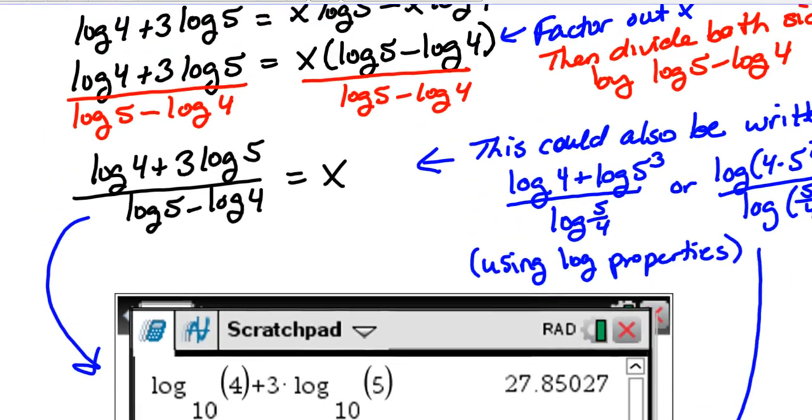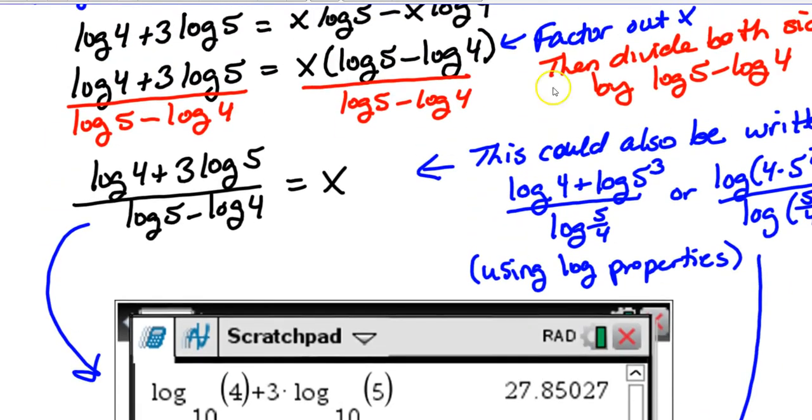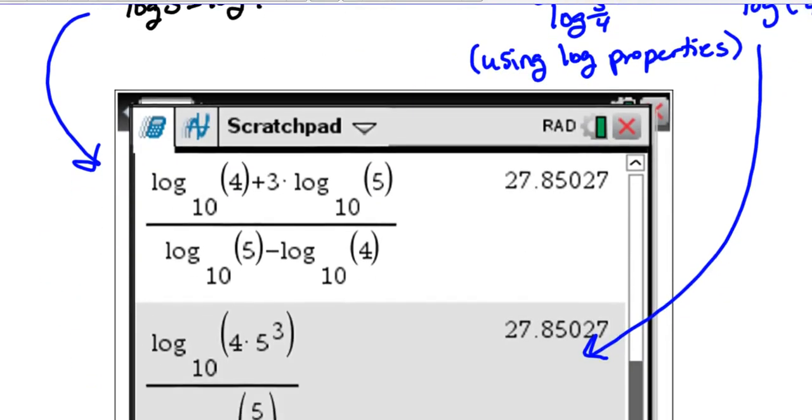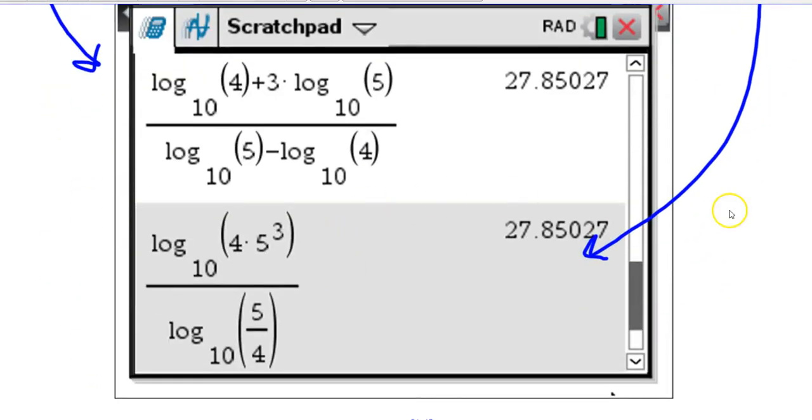You could also use some of your log properties and simplify this. I can bring the 3 into the log as an exponent, and then I have a log plus a log, which means I can multiply log 4 times 5 to the third inside the log. I also know log 5 minus log 4 is log of 5 over 4. And so if I enter it into the calculator using log properties, I get exactly the same thing. So there are numerous ways to do this problem, and you may pick the one that you prefer.